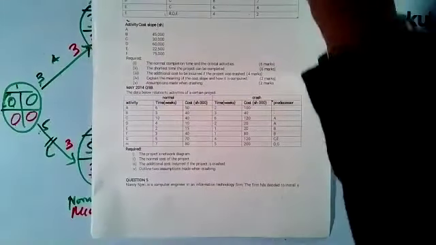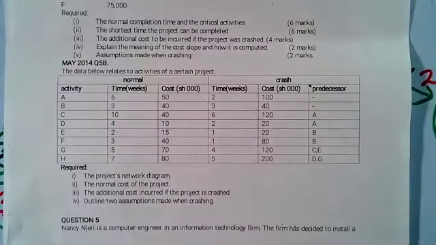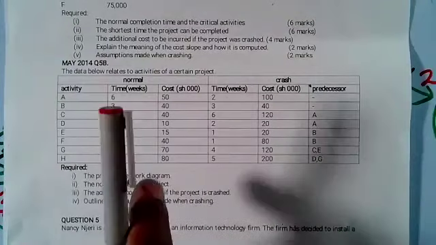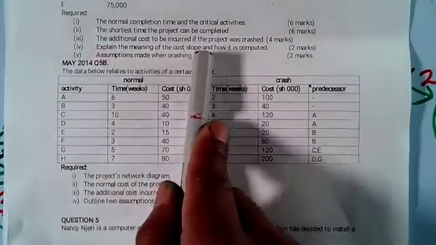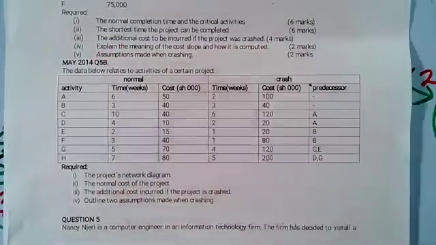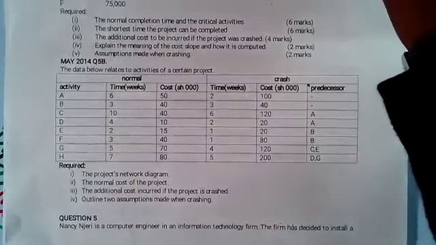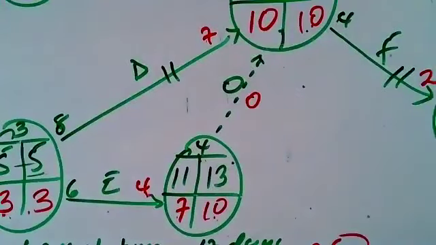So now we have answered part 2. Now let's go to part 3. Part 3 of the question was the additional cost to be incurred if the project was crashed, 4 marks. The additional cost incurred if the project was crashed. So how do we get the additional cost? Now this is how we get the additional cost.